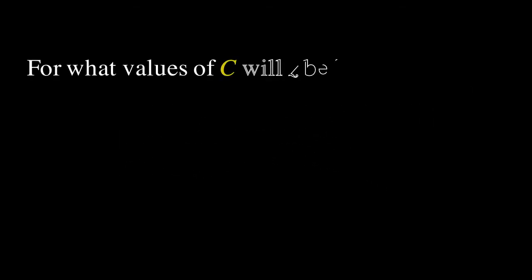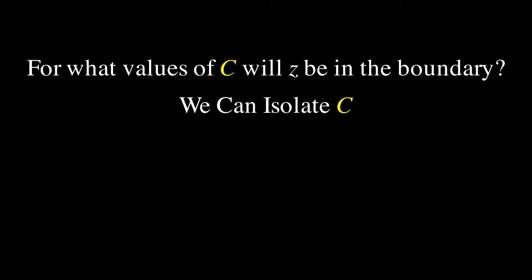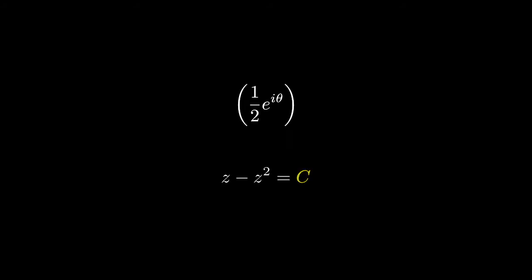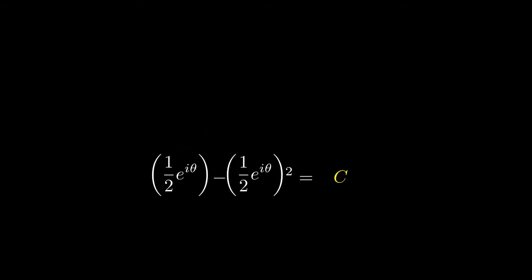Now, we have to ask the question, for what values of c will z be contained in the boundary? Isolate c from our original equation, z squared plus c, by subtracting z squared from both sides. c is equal to z minus z squared. If the boundary of z is equal to 1/2 e to the i theta, and c is equal to z minus z squared, then we can substitute in for z, simplify, and finally, we are left with 1/2 e to the i theta minus 1/4 e to the 2i theta. And if we graph it, we see exactly the cardioid of the Mandelbrot set.